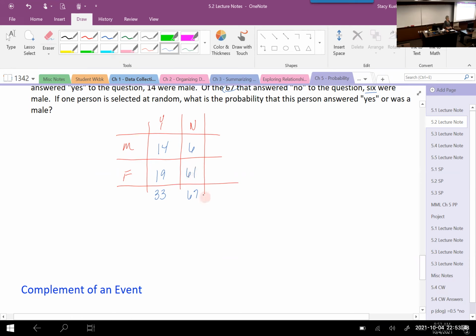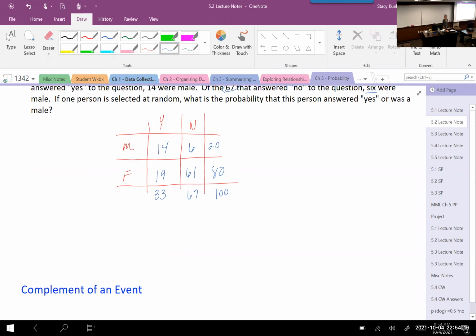What does 33 and 67 add up to be? 100. That's right. And so we can come in here and we can also add across for the total number of males. How many males were there? 20. And how many females? 80. That's 100 minus 20, which is 80, right? Or you can add up 19 and 61 to verify that that is 80.